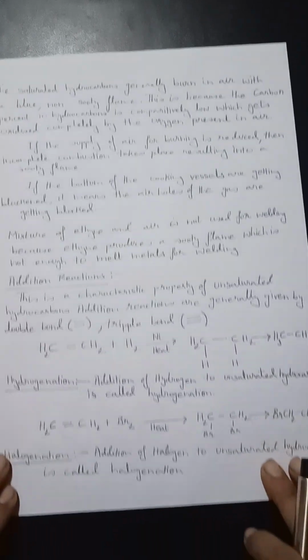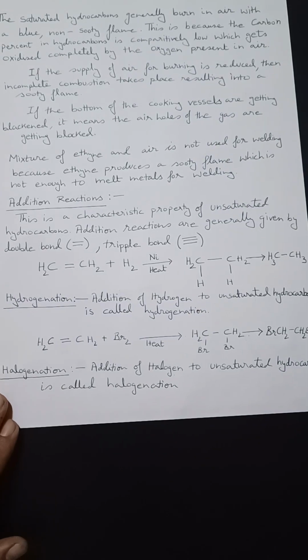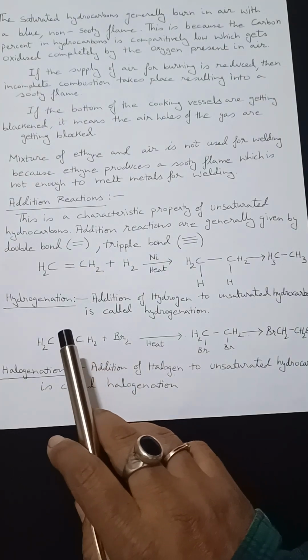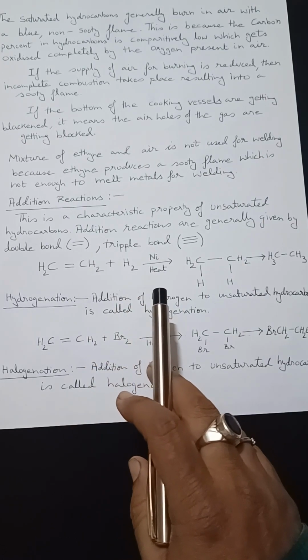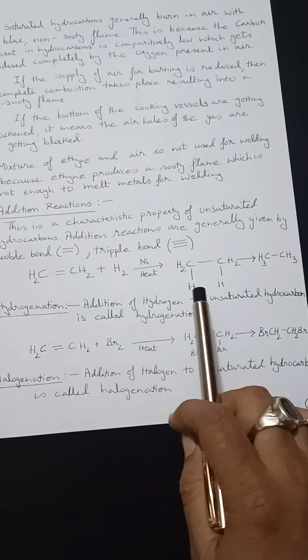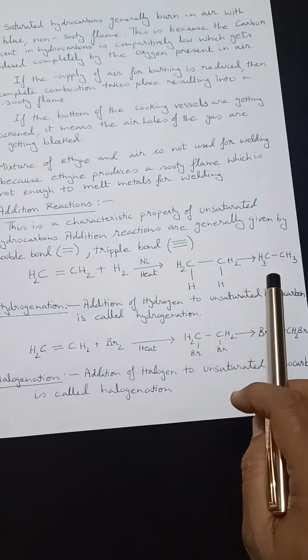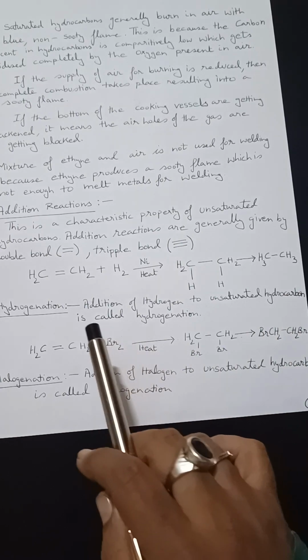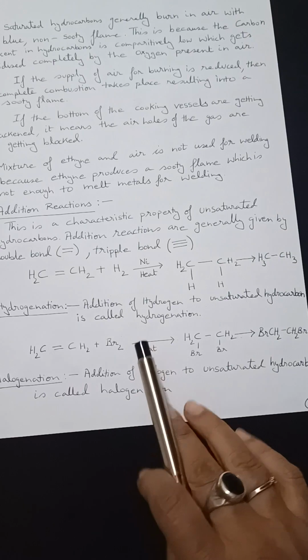Okay, the third type of reaction is the addition reaction. This is a characteristic property of unsaturated hydrocarbons. Addition reactions are generally given by double bonds and triple bonds. Suppose CH2=CH2, that is ethene, is treated with hydrogen in presence of nickel as a catalyst and heated. The double bond is broken and both the carbon atoms receive 1 hydrogen each. So the product formed is ethane, CH3-CH3. This is called hydrogenation, that is addition of hydrogen to an unsaturated hydrocarbon.